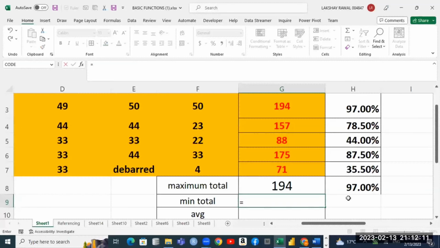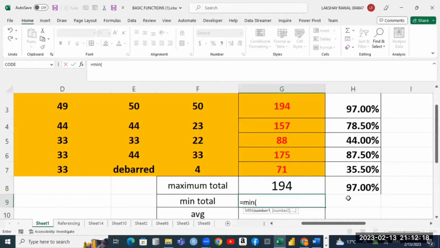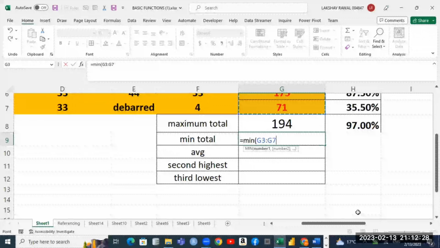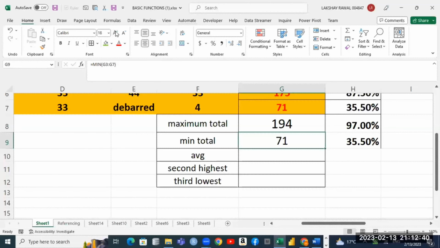Then guess for minimum, what will I write? Minimum, and range. G3 to G7. Right. So minimum is 70. This is minimum. Okay.